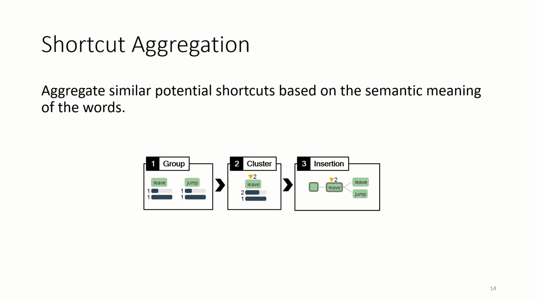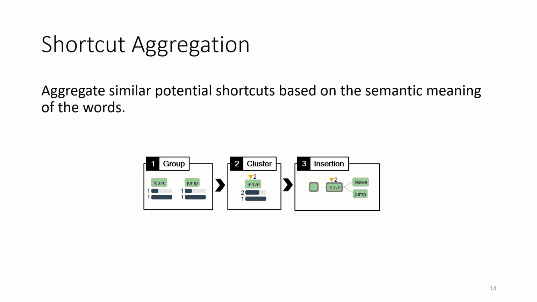After running the shortcut mining algorithm, we find that there are a large number of potential shortcuts in the benchmark datasets. One of the reasons is that the number of different words is quite large. It imposes difficulty for users to explore such large-scale potential shortcuts. Therefore, we further design an algorithm to aggregate similar potential shortcuts based on the semantic meaning of the shortcuts to reduce the difficulty for users to explore.